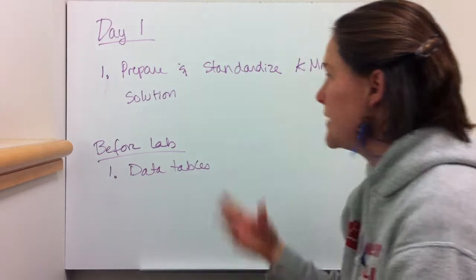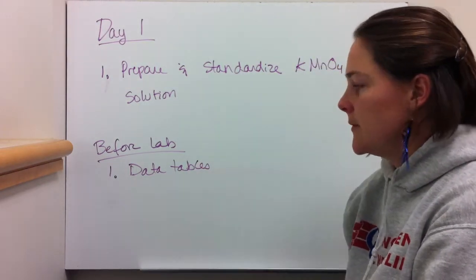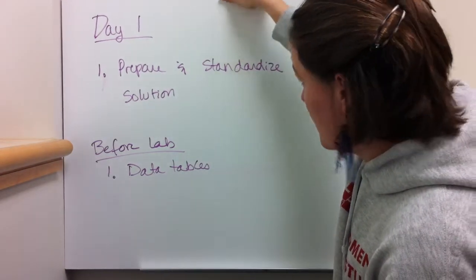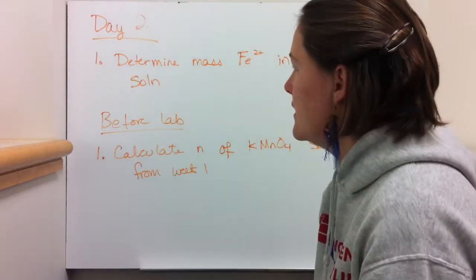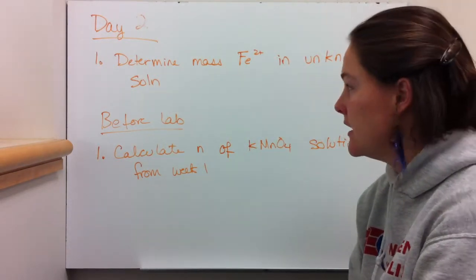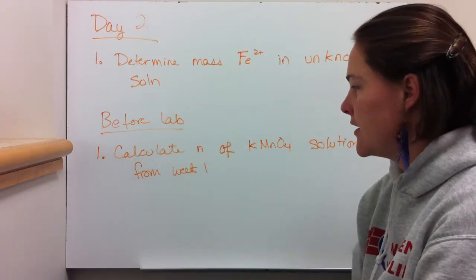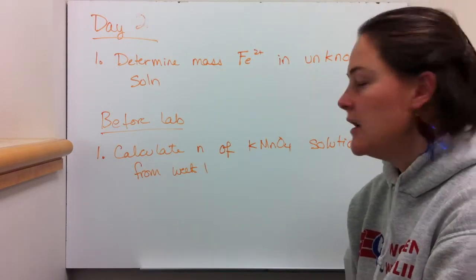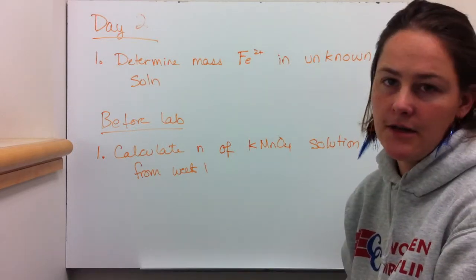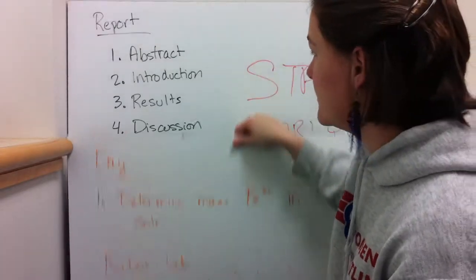So day one, we're going to prepare and standardize your potassium permanganate solution. Before lab, you need to do your data tables. Day two, we're going to determine the mass of iron 2 in an unknown solution. So before lab, you need to calculate the normality or molarity of your KMnO4 solution that you standardized during week 1. You're going to need that when you come to lab for the second week.